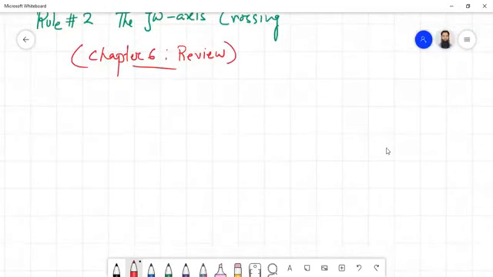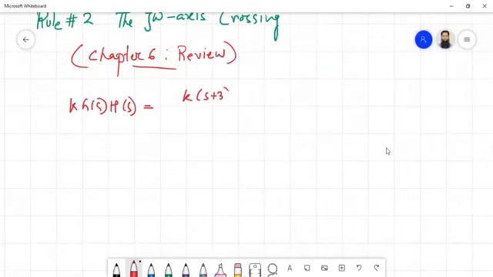Say one of the problems that we have seen in the last class is k G(s)H(s) equal to k(s plus 3) divided by (s plus 1)(s plus 2)(s plus 4). So we have 3 poles and 1 zero in that system. We already saw this behavior in the last class.